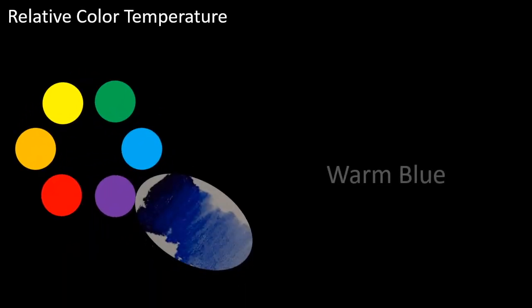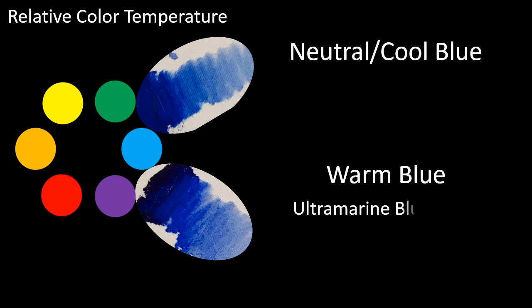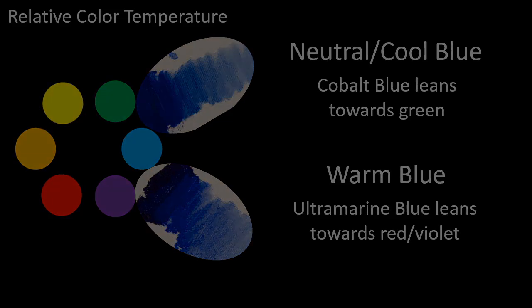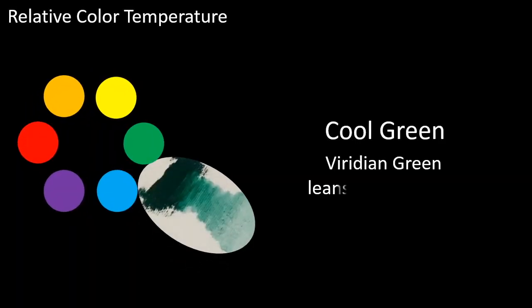Ultramarine blue is warm relative to cobalt blue because ultramarine contains red and cobalt contains green. These lesser colors have the effect of creating a warm blue and a cool blue. Viridian is a very cool green that leans more towards blue than yellow.